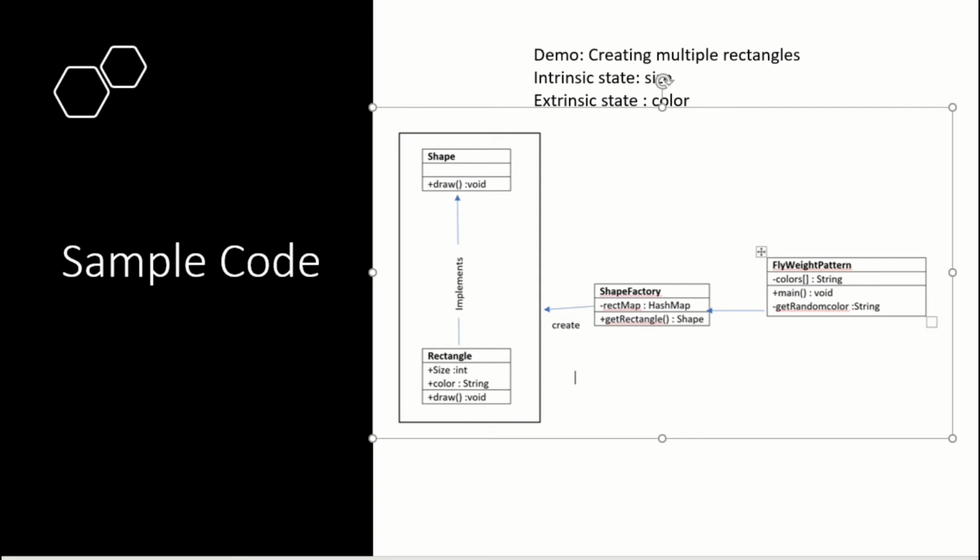This instance of the rectangle object was tracked in a hash map in the shape factory class, where the key was the color and the value was the instance of the rectangle object. The flyweight pattern class invoked the shape factory method, which in turn used the class rectangle, which implemented the shape.